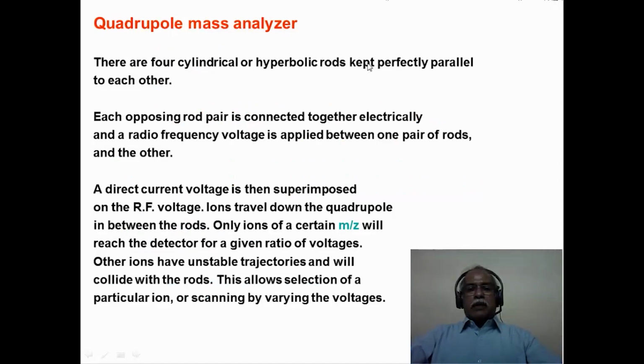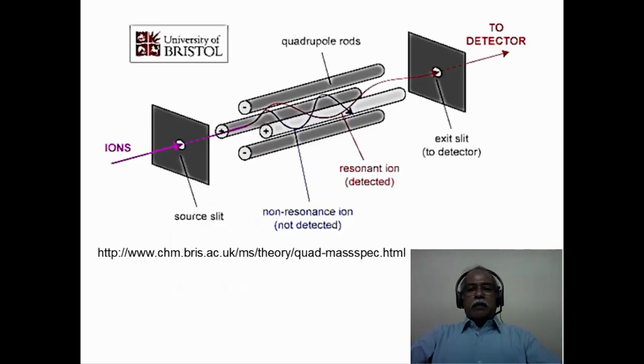A quadrupole is a quadruply charged system, and there are 4 cylindrical or hyperbolic rods which are kept parallel to each other. Each opposing rod is connected to an electrical as well as radio frequency voltage that is applied between a pair of electrodes. This is better explained using a diagram like this. For example, these 4 poles that are shown here are the quadrupoles of this type, and the adjacent quadrupolar rods have the opposite polarity, plus, minus, plus and minus.